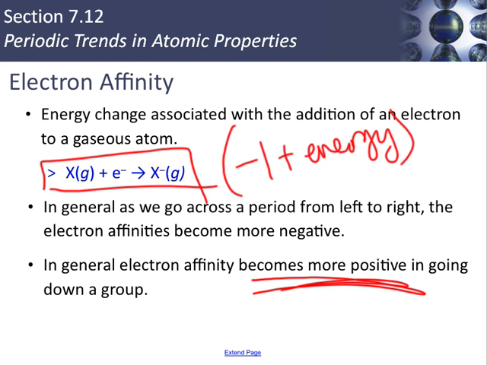Does that make sense? All metals are going to have a positive electron affinity. I challenge you to find a negatively charged metal. You can't. So all metals are going to have a positive electron affinity. The question is which is more positive and which is less.